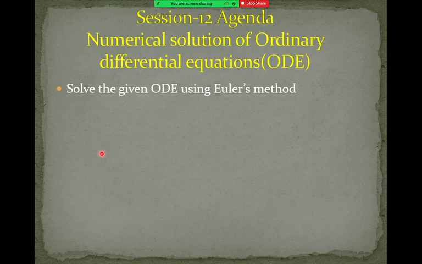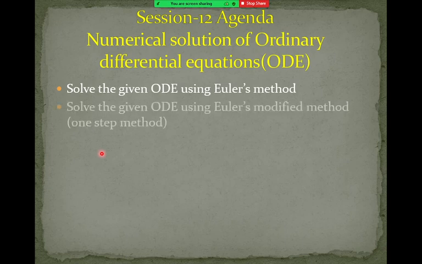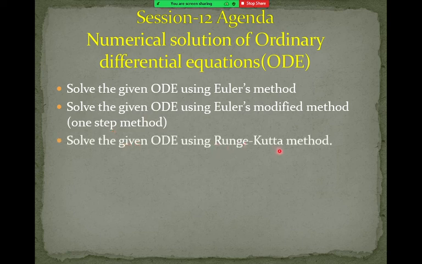The first method you will learn today is Euler's, then Euler's modified method, and in the syllabus itself it is written that it is a one-step method. Then the RK method or Runge-Kutta method. These are two different scientists who together derived that method, so the name is given as Runge-Kutta method. So these are the four methods that we have in our syllabus.